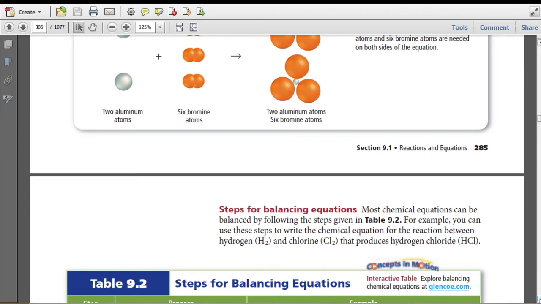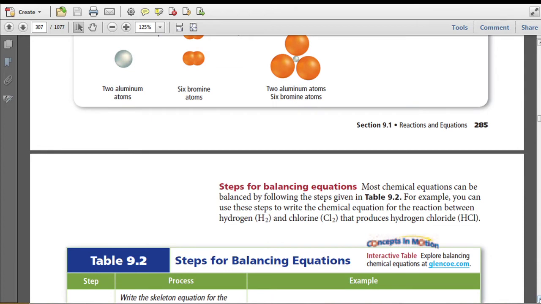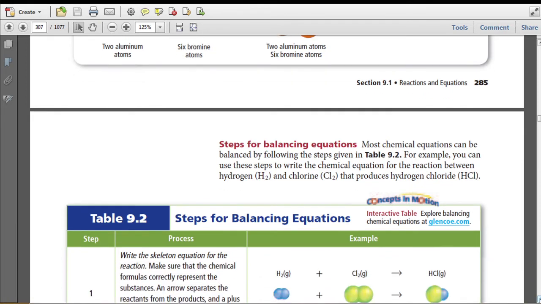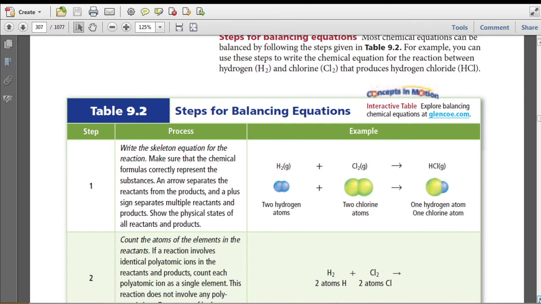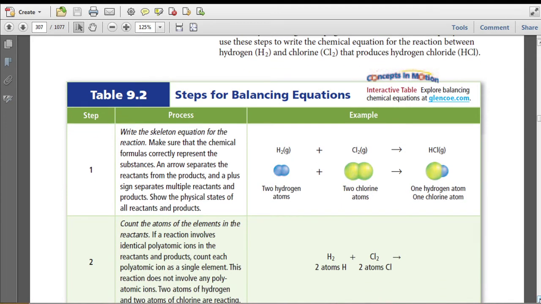Most chemical equations can be balanced by following the steps given below. For example, you can use the steps to write the chemical equation for the reaction between hydrogen and chlorine that produces hydrogen chloride. So step 1 is to write the skeleton equation for the reaction. We have H2 gas plus Cl2 gas yielding HCl gas.